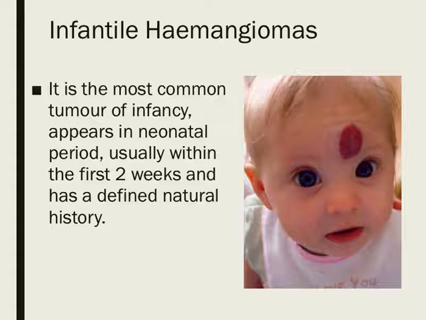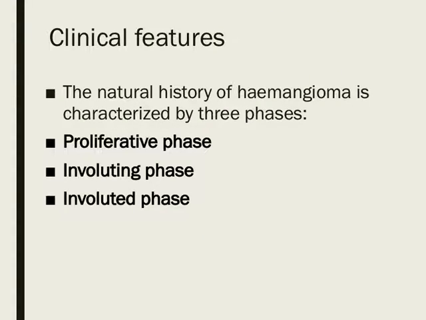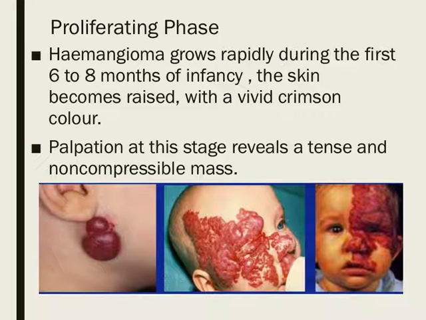So we look at the infantile hemangioma. That's a child who is born with something on the forehead, and it's the most common infantile neoplasm. You usually see them in the first 2 weeks of life, and it has a natural history. So we have the proliferative phase, the involuting phase, and the involuted phase. The child is born, and within the first 2 weeks to a month, you see a purple color, or for us with dark skin, it may be more darkish in color, appearing on the skin. Usually you can palpate it. Then as it progresses, within the proliferative phase, you see it elevating more, becoming more tense, and it's not compressible.